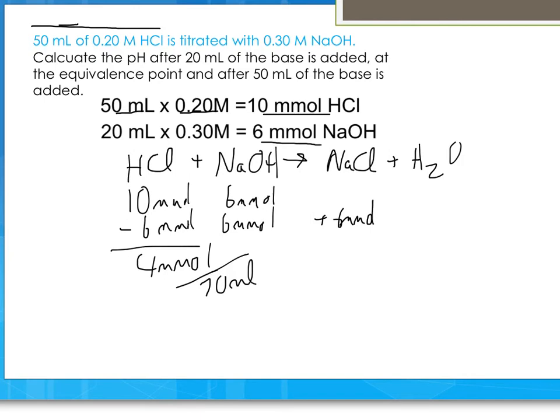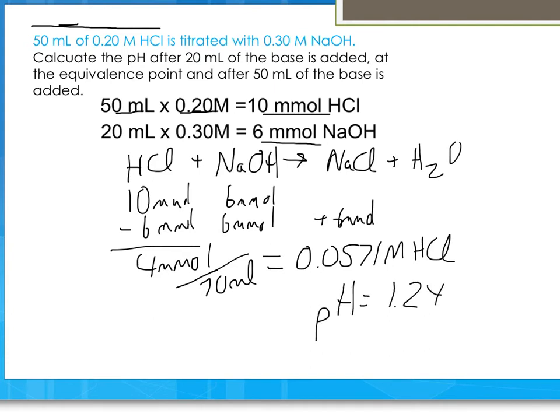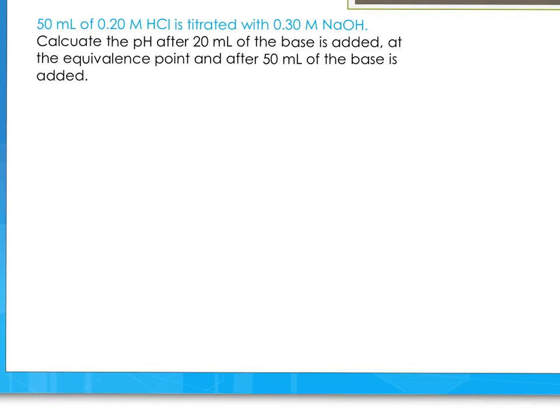So that gives us a concentration of 0.0571 molar hydrochloric acid excess. And if we just take the negative log of that, you get a pH equal to 1.24. Next spot, let's go ahead and calculate the pH at the equivalence point. Easy enough, strong acid plus strong base. At the equivalence point, pH equals 7.